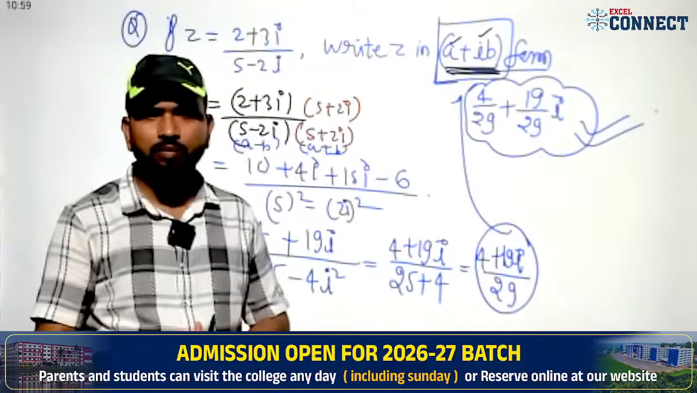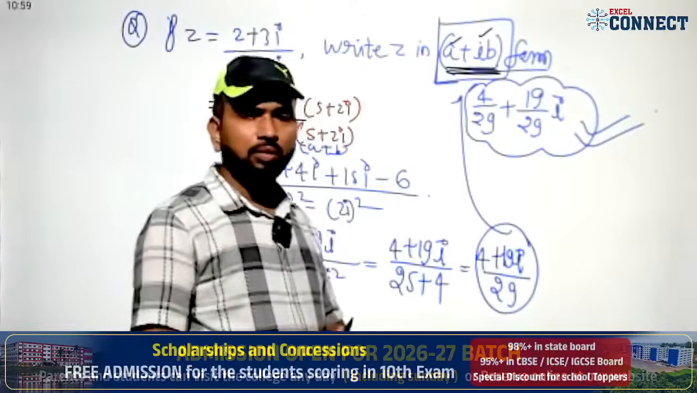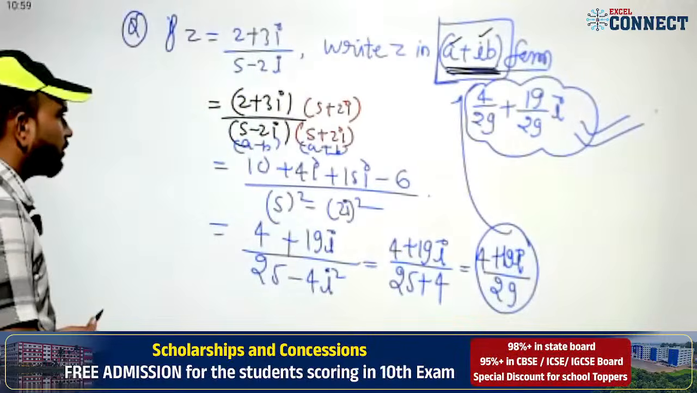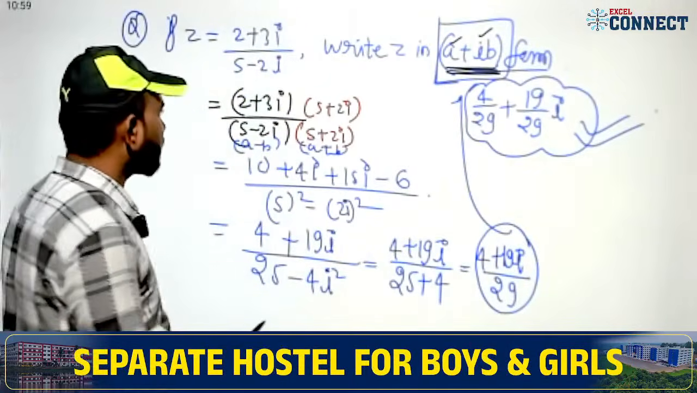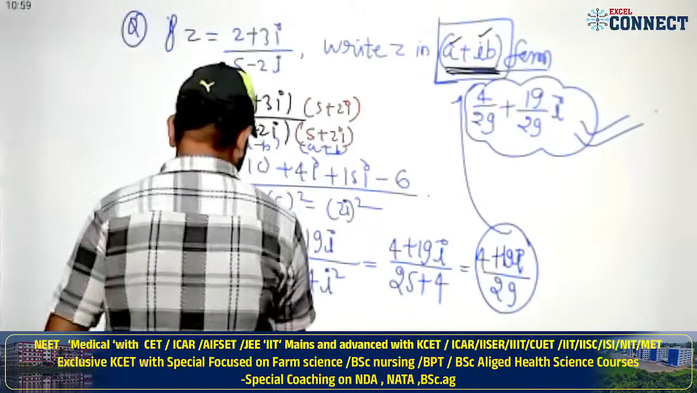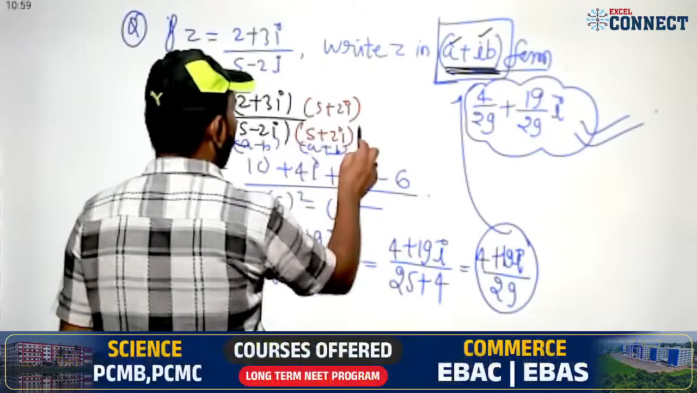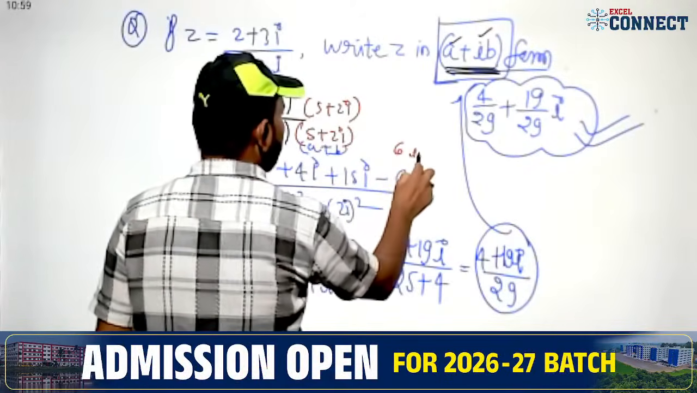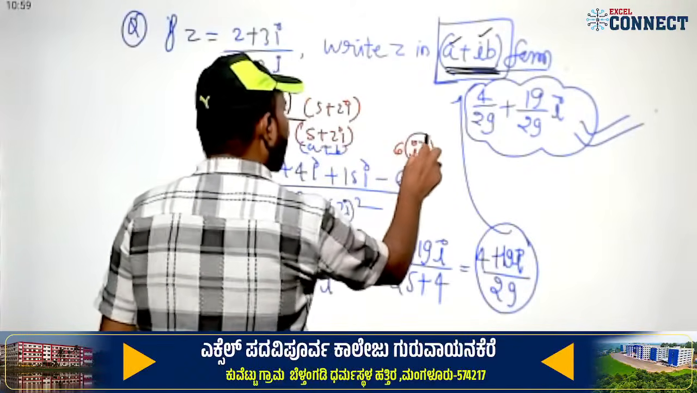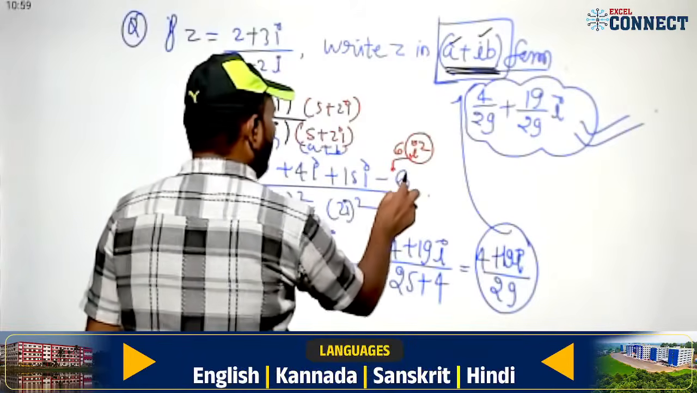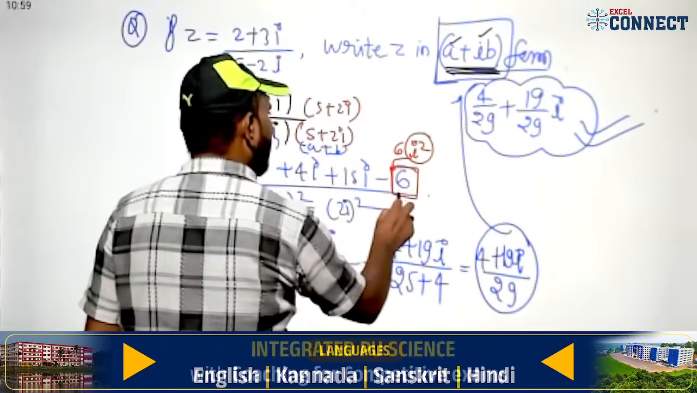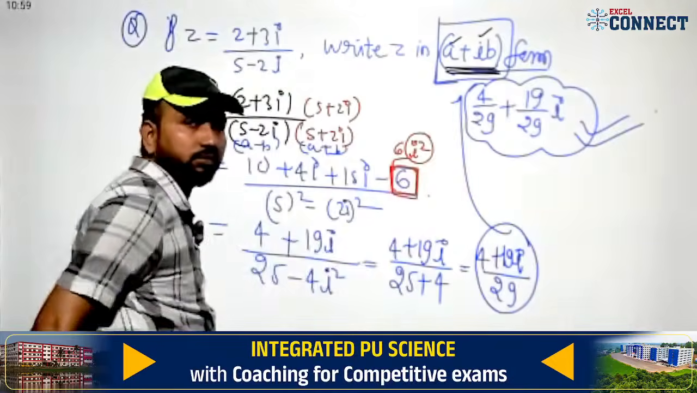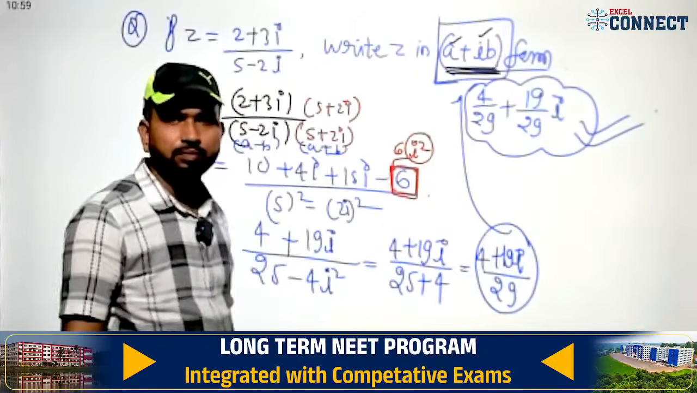No sir, we are asking where each iota will go. Which iota will go? Oh, you are asking this, maybe this iota. Actually, 3 into 2 is 6, so 6 iota square is coming. Iota square value is minus 1, so it is minus 6. I directly write it here, minus 6. Okay.